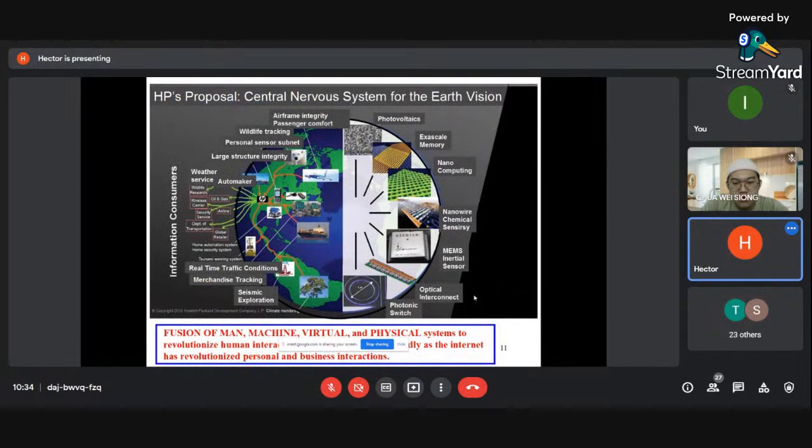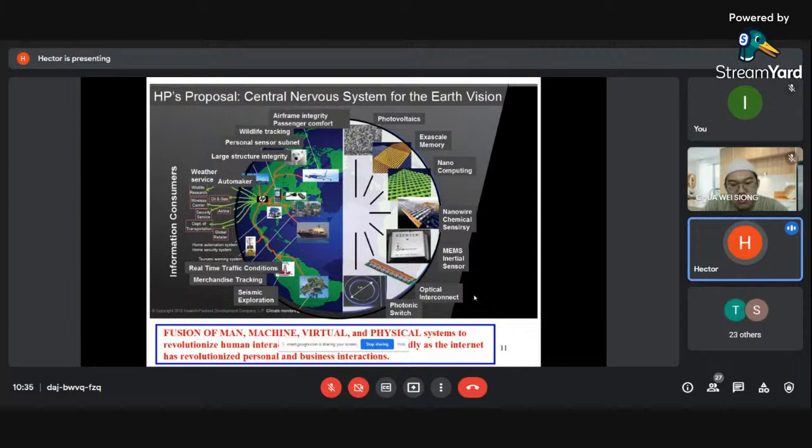Hewlett-Packard has proposed the so-called central nervous system of the Earth vision, which entertains the fusion of machine with man, virtual and physical systems to revolutionize human interaction with the earth as profoundly as the internet has revolutionized personal and business interactions.